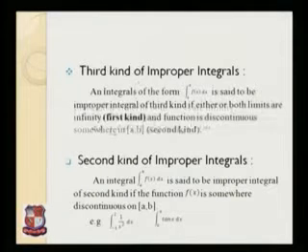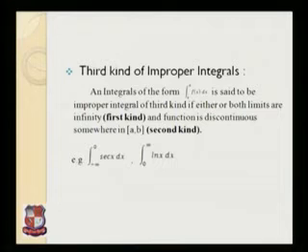The next type is the third kind of improper integral. An integral of the form integration from a to b of f of x dx is said to be an improper integral of the third kind if either or both limits are infinity, that means it is of first kind improper integral, and the function is discontinuous somewhere in the closed interval a b, which says that the integral is also of second kind.